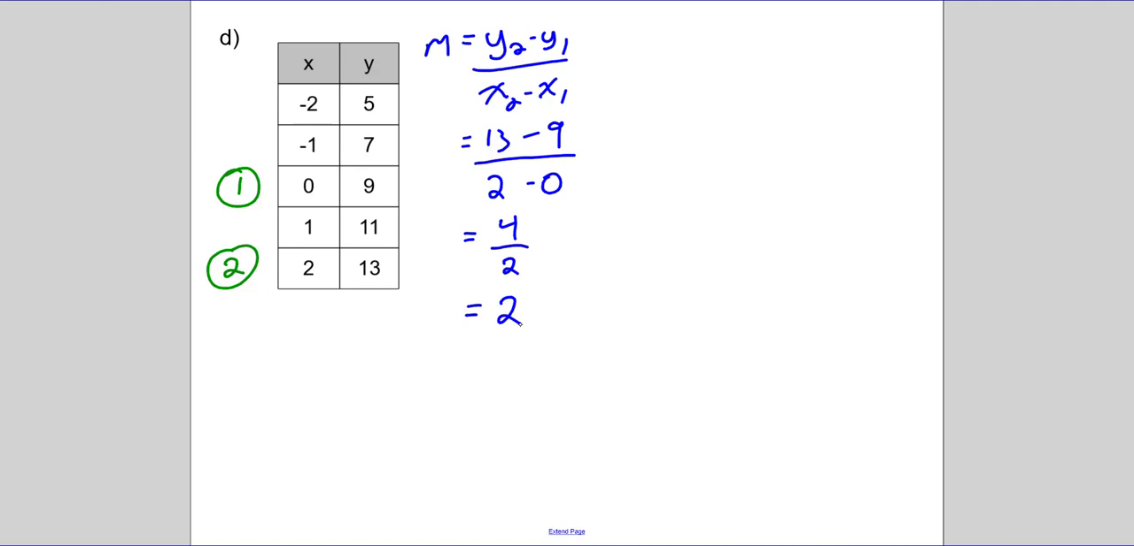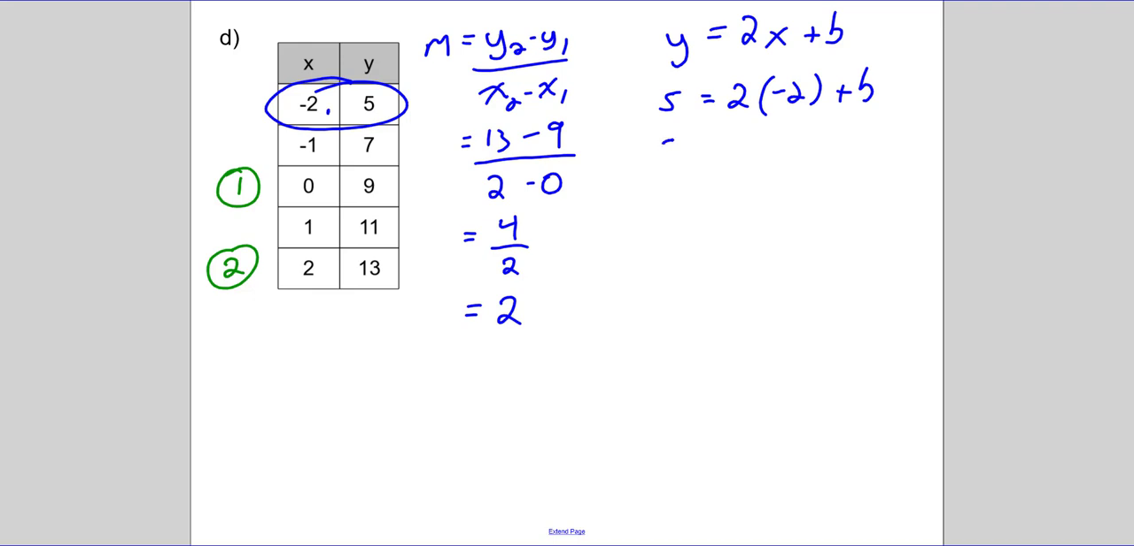Now let's go ahead and find our y-intercept. We can do that in the exact same way as we did before. So I know y equals 2x plus b. And now again, I can choose any point I want. I have 5 different points. I'm just going to pick one at random. I'll pick this first one and we can plug that in. So 5 is my y value, and that's equal to 2 times my x value, which is -2, plus b. So 5 is equal to -4 plus b. I'm going to have to add 4 to both sides. And we can see b is equal to 9.